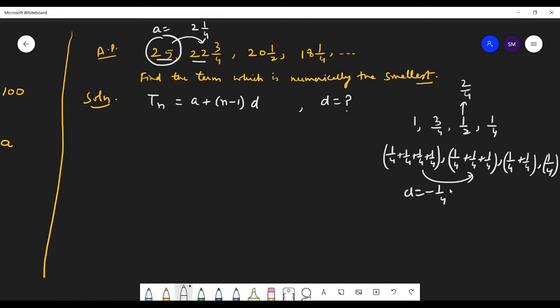Do you agree with it? Yes, sir. You are removing 1 by 4, na? So this is what I am telling you. You are removing 2, and along with 2 you are also removing 1 by 4. So 2 1 by 4, here also 2 1 by 4. Got this, students? Because you need to think quickly.